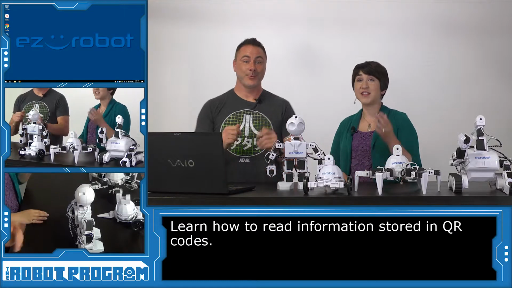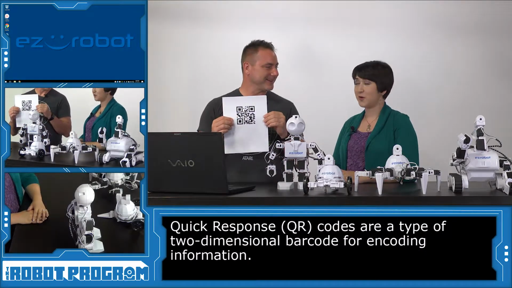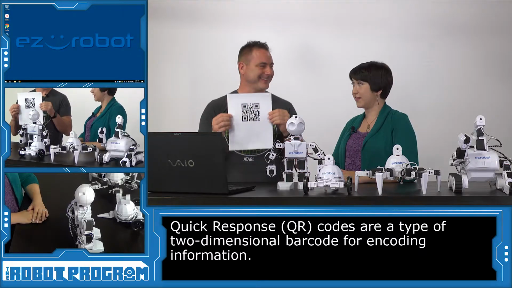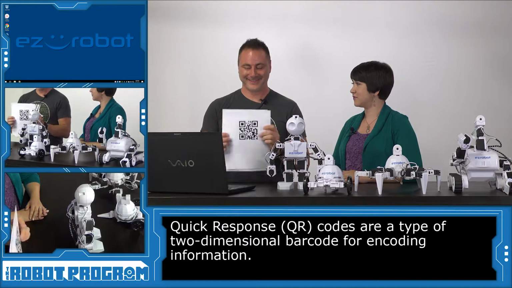In this episode, we're going to show you how you can use QR codes to have your robot recognize information. And I have some QR codes here. Ooh, and right now they're a mystery. We don't know what they mean, what they lead to, what they say. We don't know anything. So how are we going to find out what they mean?